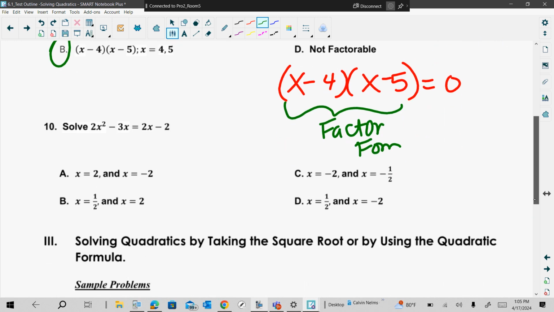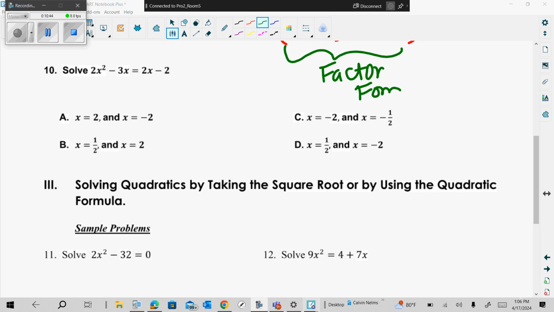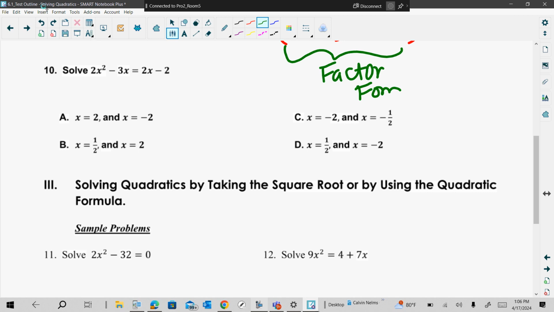All right. Let's look at 10. What would you do? You have to cut all the numbers and just put them on the left side. Yeah, so you can. It has to equal 0. You're right. So our first step should be minus the 2x. There we go. And plus 2 to get rid of that minus 2.